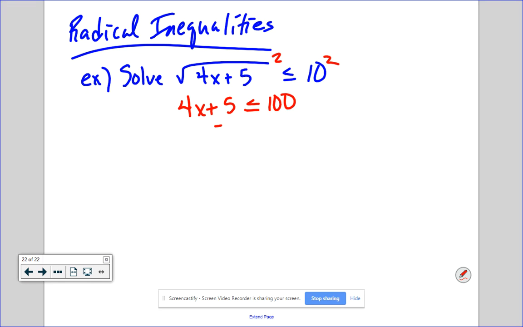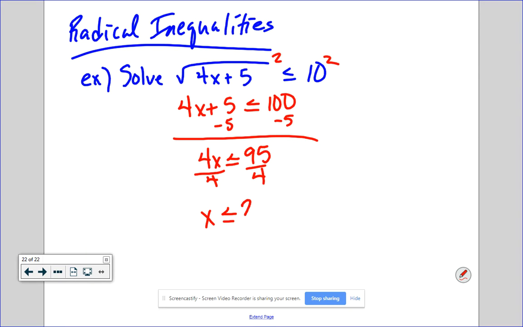Now, subtract 5. 4x is less than or equal to 95. Divide by 4. It's 23.75. X is less than or equal to 23.75. That's all we need to do.